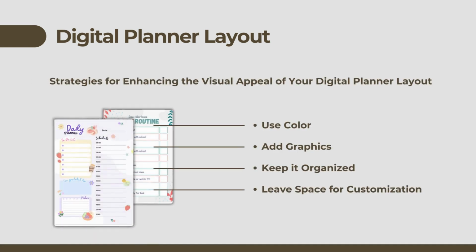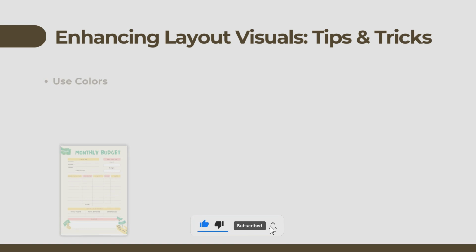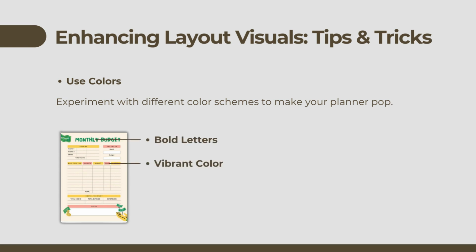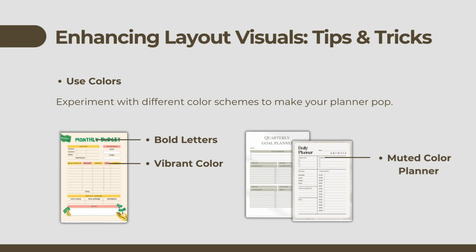Now that we've covered the basic structure, let's talk about how to make your layout visually appealing. Here are a few tips. Use color. Experiment with different color schemes to make your planner pop. You can use bold, vibrant colors to draw attention to important sections, or stick to a more muted palette for a minimalist look.